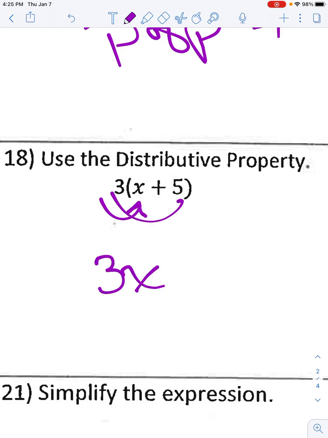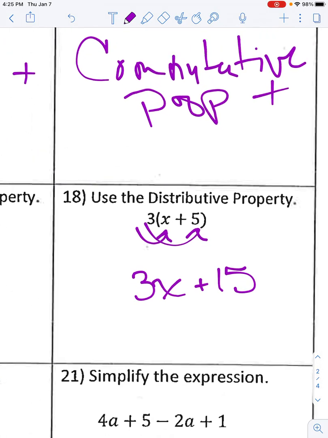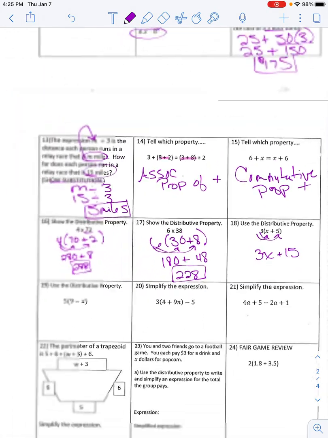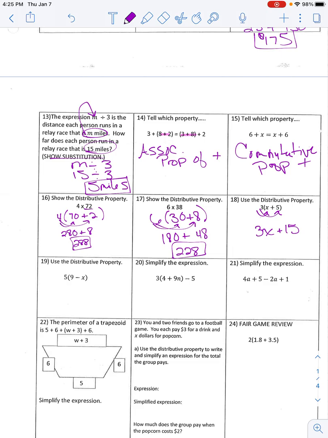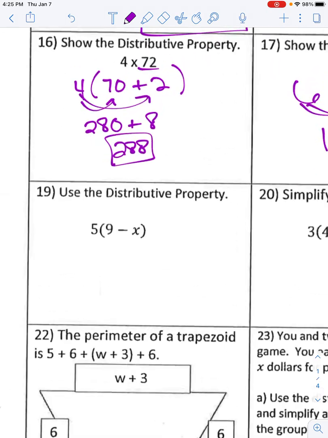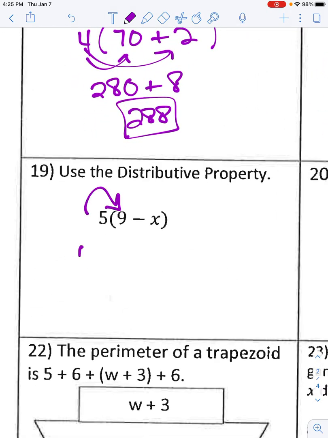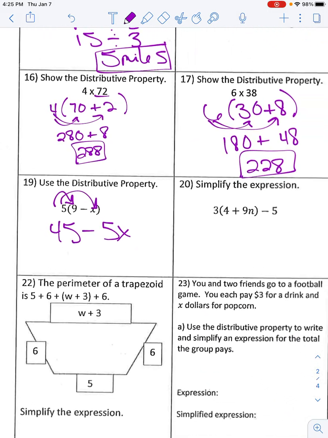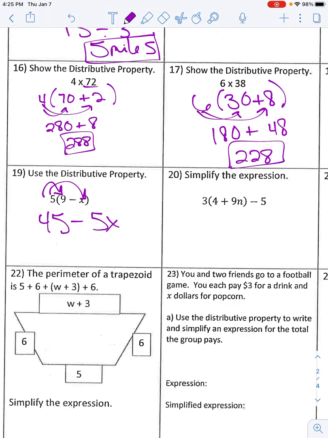Use the distributive property. Now we need to distribute the 3 to the x to get 3x, and 3 to the 5 to make 3x plus 15. Same thing with 19. Use the distributive property. 5 times 9 is 45. 5 times x is 5x. Keep the subtraction sign in the middle.